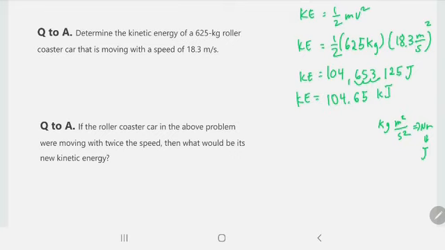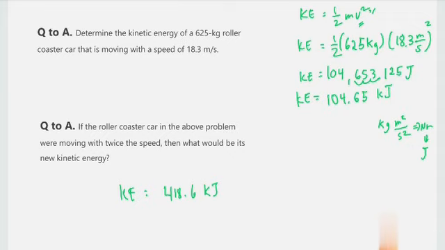Okay, follow-up question. If the roller coaster car in the above problem were moving twice the speed, like what I said a while ago, then what would be its new kinetic energy? So if you double the speed, yung dinoble mo, i-square mo pa yun, di ba? So that actually, the kinetic energy will be 4 times larger. I-multiply mo lang sa 4 itong 104.65 times 4. You should be getting 418.6 kilojoules. Okay, what a huge difference, diba, if you just double the speed.